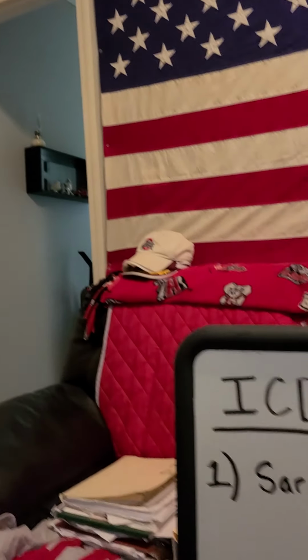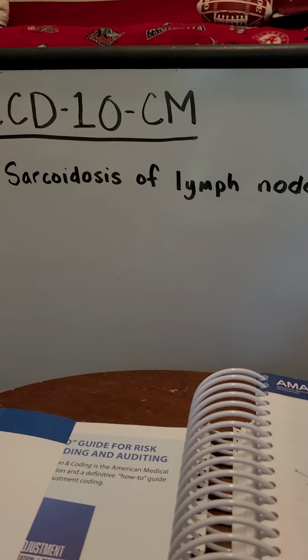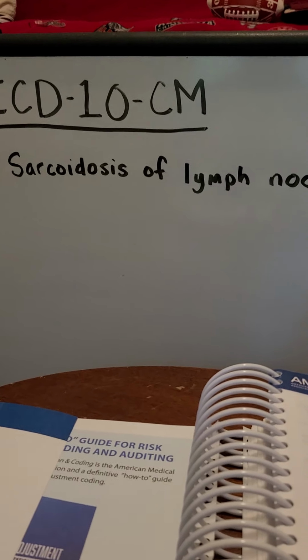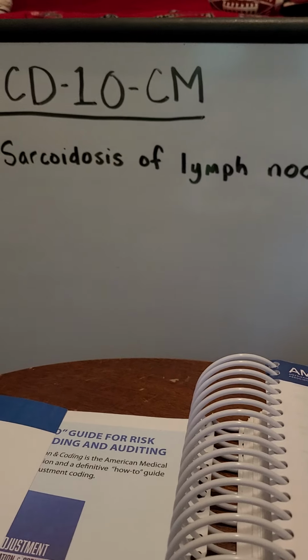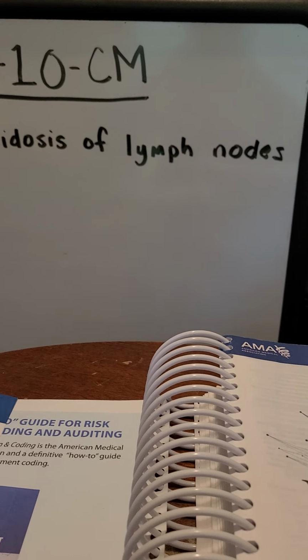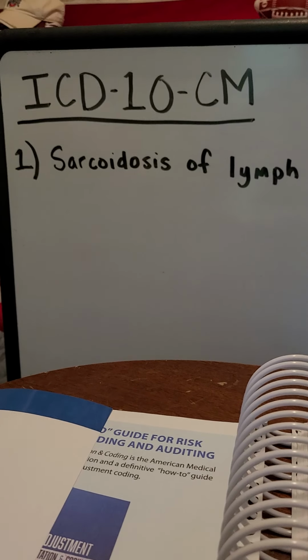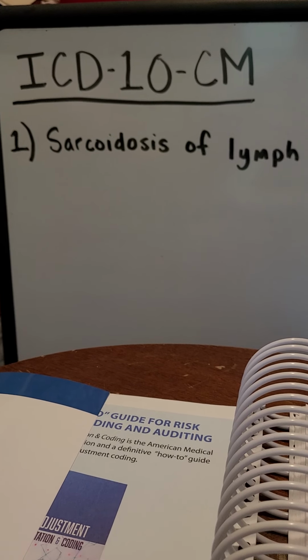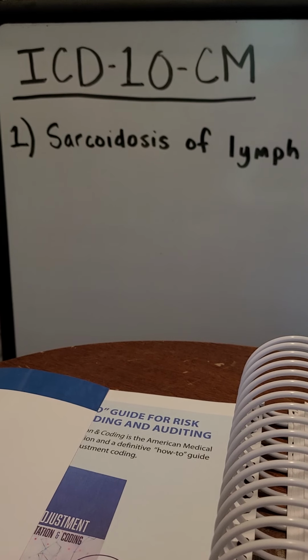I'm going to look a code up and show you exactly how to do so. So, this is the code I'm going to look up. Sarcoidosis of lymph nodes. Now, I know that this is not a procedure. I know that it's something that is wrong with someone. Okay? So, it's going to be a diagnosis. Hence the ICD-10 part, not CPT for a procedure.